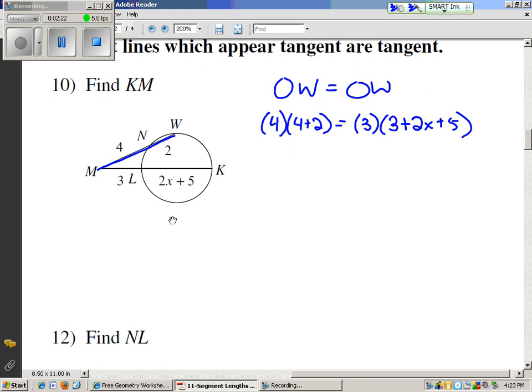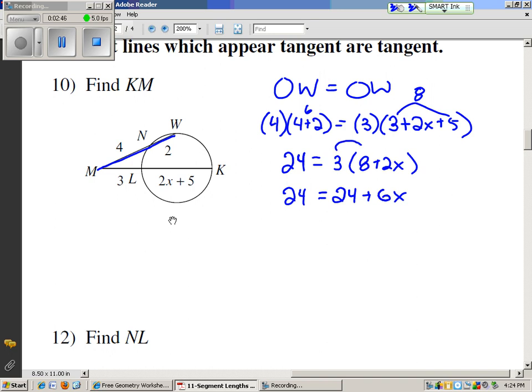So now I'm going to try to simplify what I can. So this is going to be 6. So 4 times 6 is 24. Here I'm going to add those two together and get 8. And then I'm going to distribute 3 to the 8 plus 2x. And so I'm going to get 24 equals 24 plus 6x. 3 times 8 is 24, 3 times 2x is 6x. When I subtract 24 from both sides, those two are going to go away, and I'm going to get 0 equals 6x. Divide by 6, and I get x equals 0.